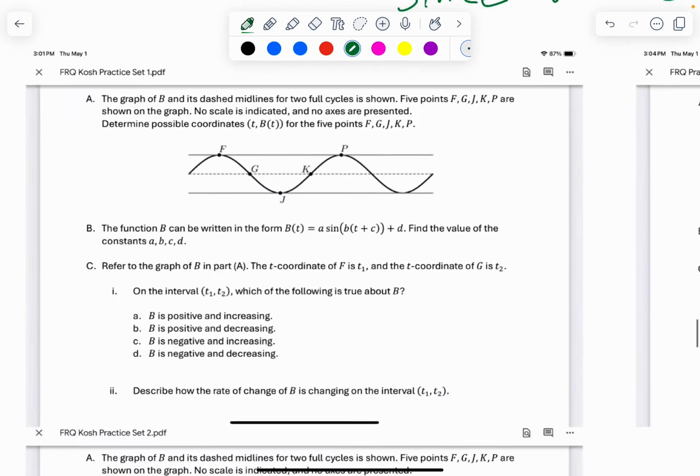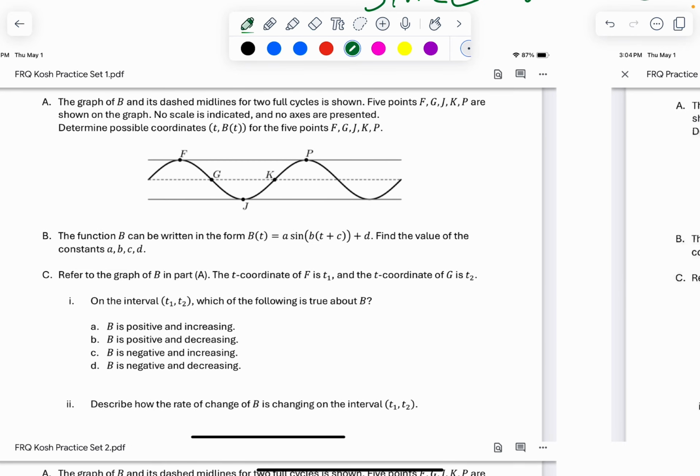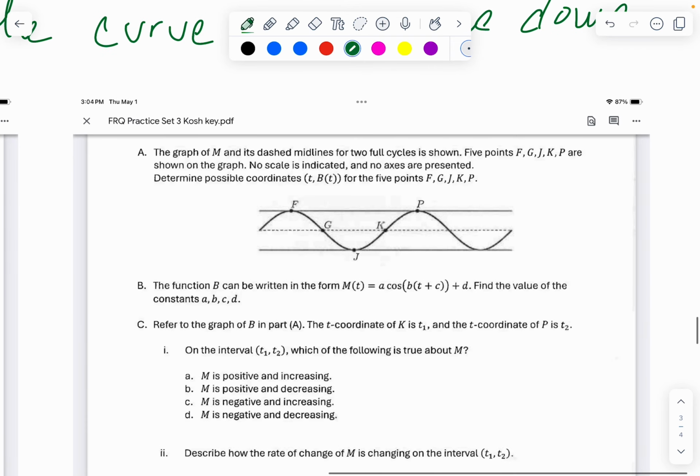Okay, let's look at another one. They gave us, once again here, positive increasing. So describe the rate of change on the interval T1 to T2. Refer to the graph. The T coordinates are F and G. Oh, that's the same problem. Okay. This one is K to P.